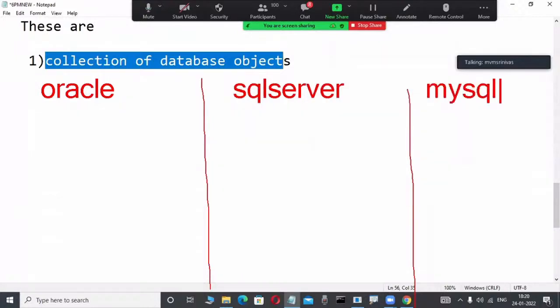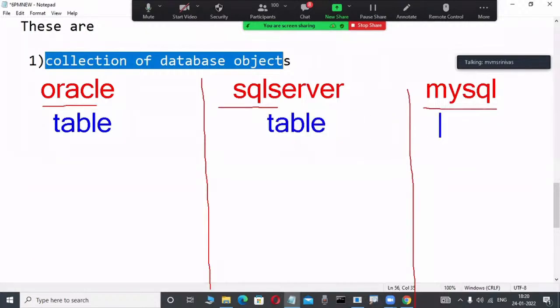Again, MySQL is a relational data model product from different companies. Okay, fine. But in Oracle, which database objects are available? Maybe a first-time newcomer has an idea. Table, no? Table is a database object. Here also table is there. Here also table is there. MySQL also has a table.